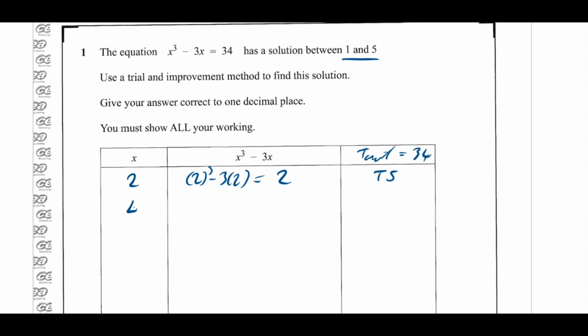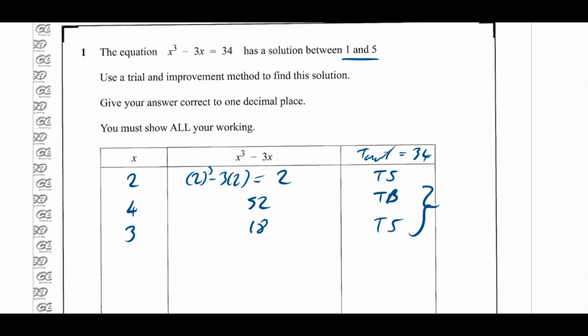So I'm going to try 4 and see how that works for me. I use my back button in the calculator, delete the 2 and change that to 4. When you put that in, that gives me 52, and that is too big. So I'll try 3. Again, delete the 4, change it to 3, and that gives me 18, which is too small. Because I've got these two results, that tells me my answer is somewhere between 3 and 4.